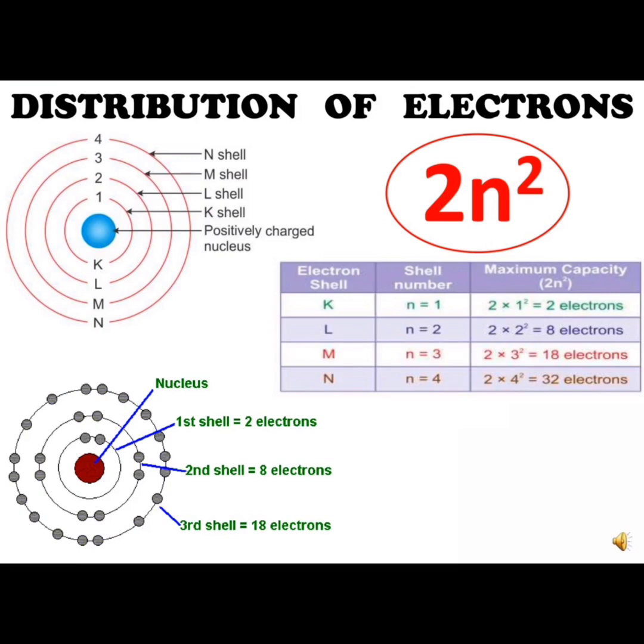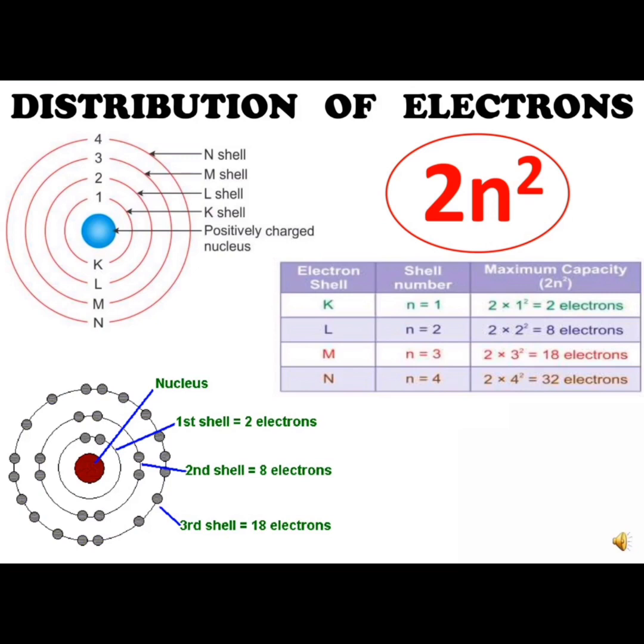There is a particular formula required to calculate the number of electrons, and that formula is 2n raised to the power of 2. Okay, or you can say 2n square, where n is your shell number. Is it shell number 1? Is it shell number 2? Shell number 3? Shell number 4? Whichever shell number it is, that is your n.